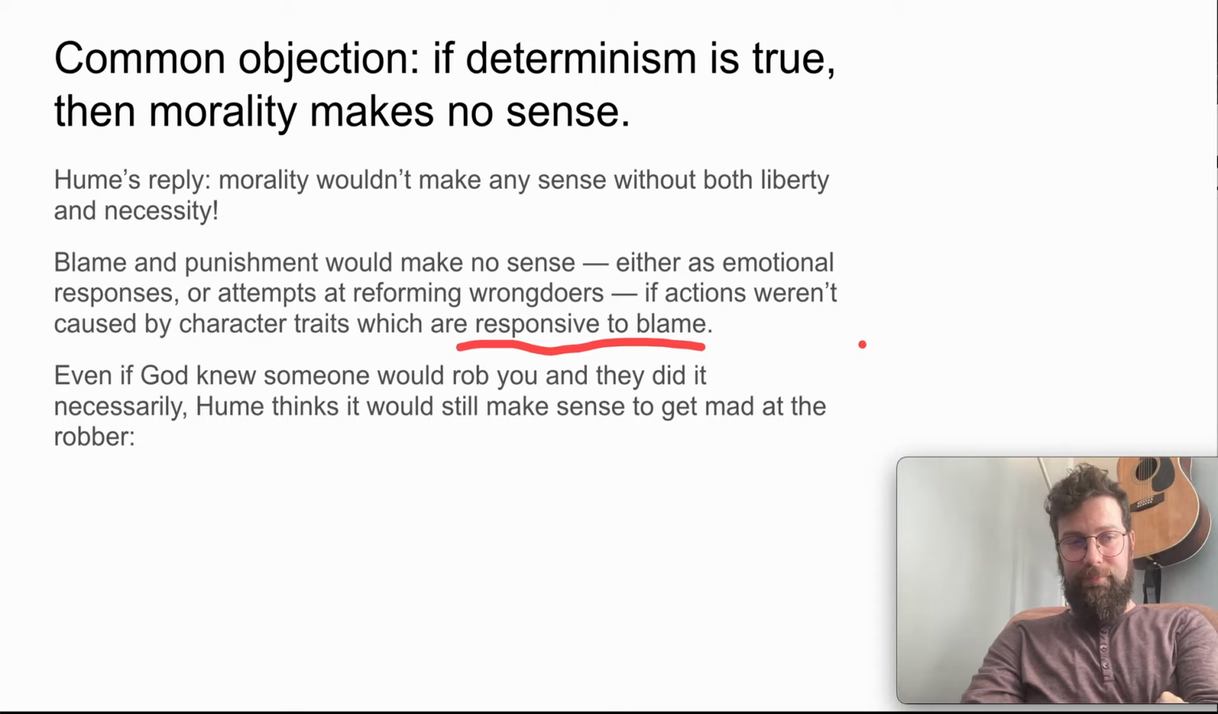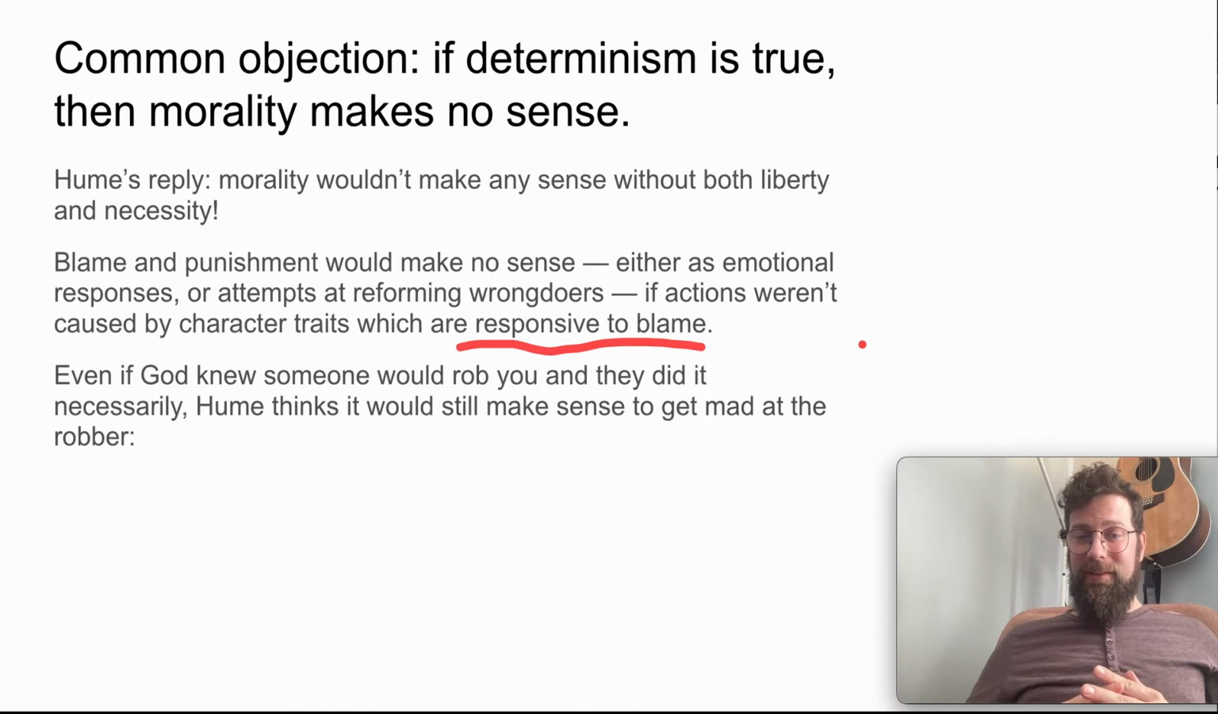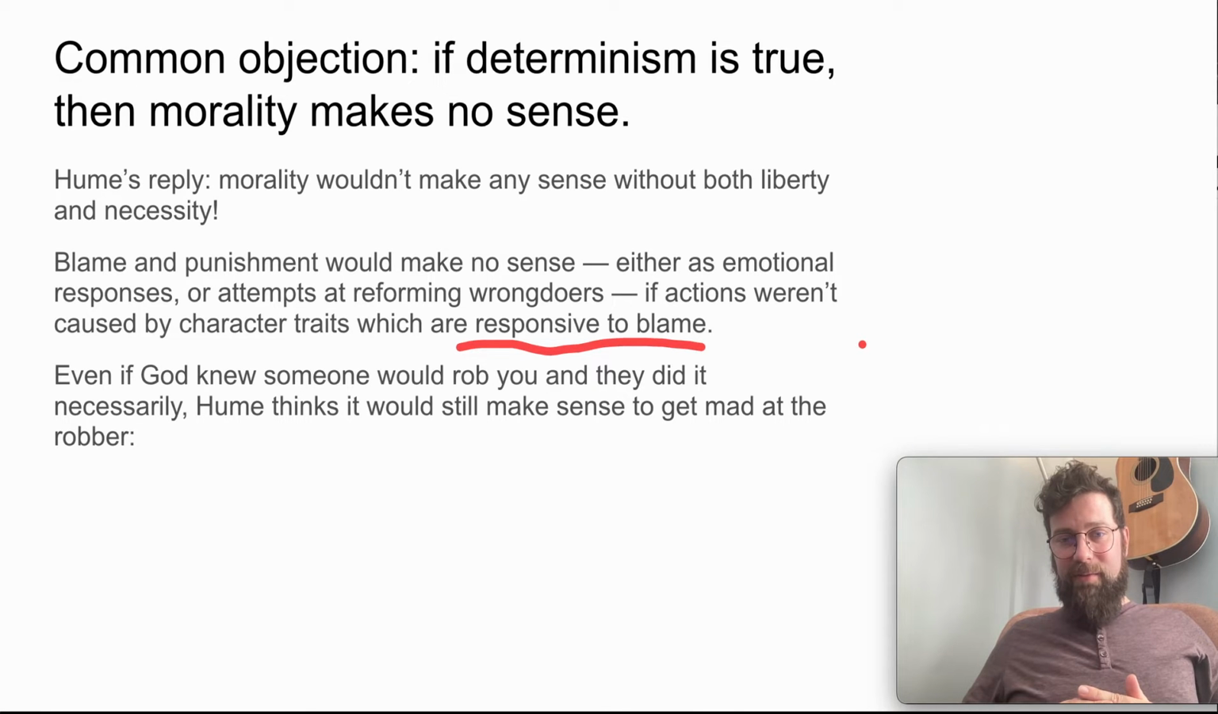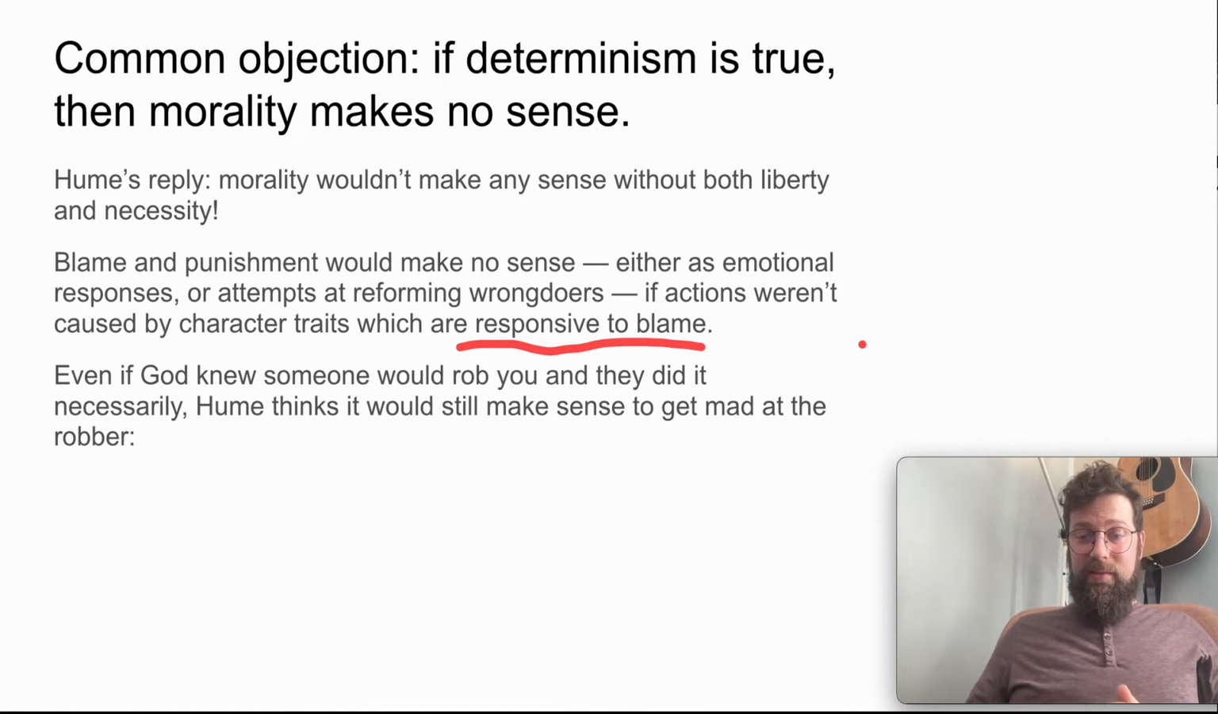the robber. We might think, look, we don't have to ask the question of whether the robber truly could have done otherwise or whether the laws of nature necessitated him to do it. We just have to ask the question, was the robber acting from malice or in consideration of your concerns and your property? If you can answer that question, yes, Hume says that's fully enough to answer the question of whether morality makes sense. And in this way, we don't need an indeterministic universe to do morality.